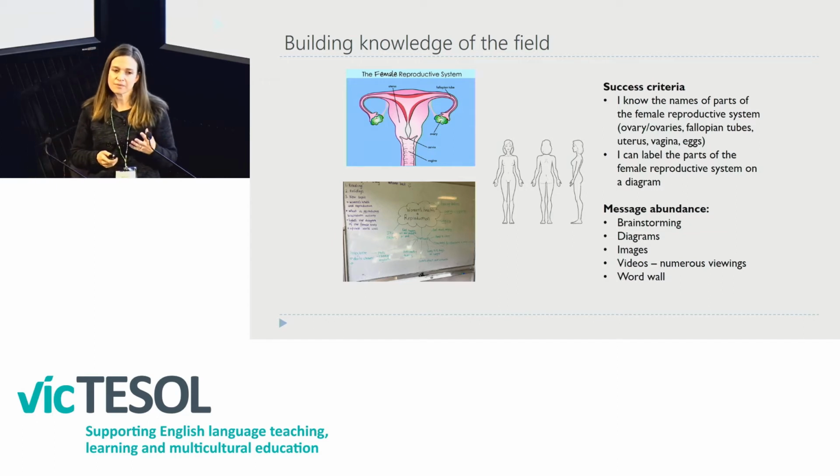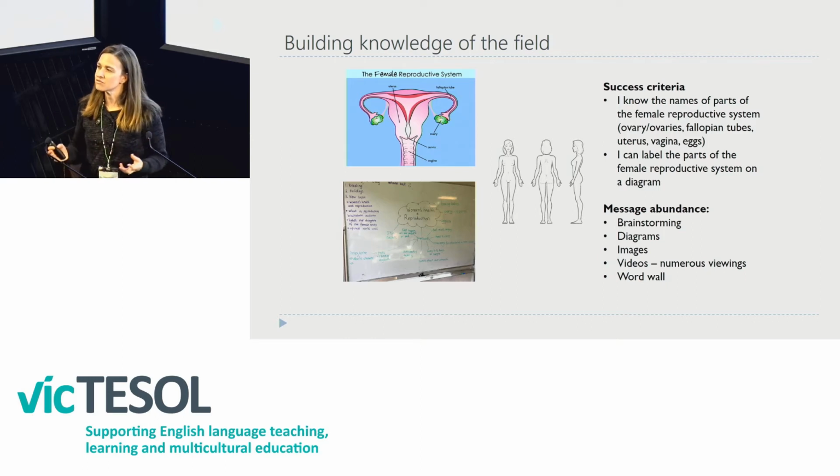So the first part of the teaching and learning cycle is building knowledge of the field. And this has been a really interesting part of doing it. We've done lots of brainstorming, so I know what the students do and don't know. Then I've presented them with, as Bev spoke about, the idea of message abundance. They've looked at lots of diagrams and images, and we've also spent time watching a brief video that was really accessible to them. So very visual, not too many words, and we did numerous viewings of this video as well and unpacked it in a lot of different ways.